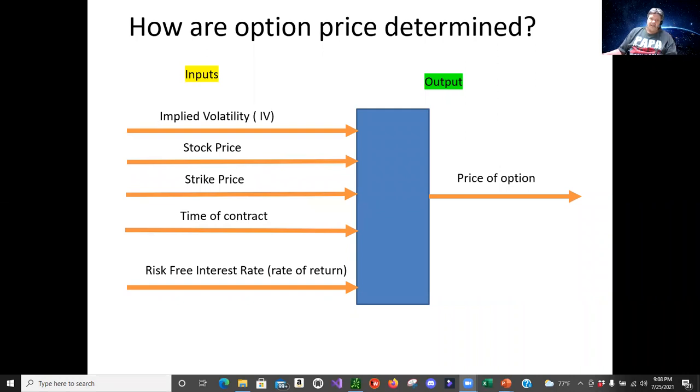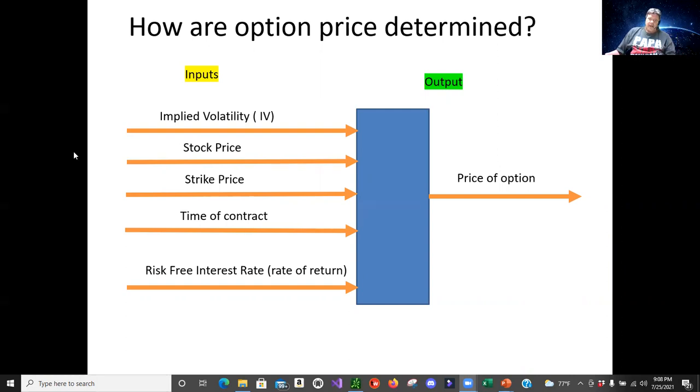Okay, so the one that we like to look at the most is implied volatility, because sometimes we want to see the implied volatility go up, sometimes we want it to go down, and I'll explain what that is in maybe a later session. But basically, what implied volatility means is what the market thinks, how much risk there is in the stock. Is it going to go up a lot or down a lot?